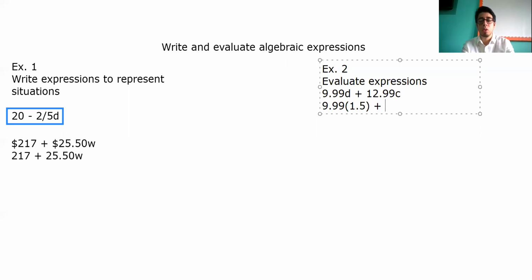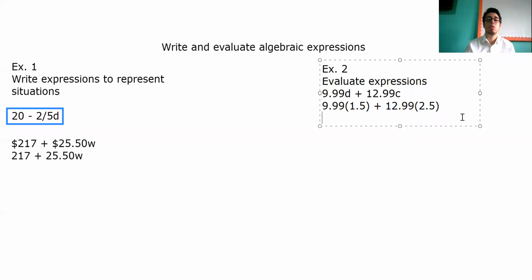plus 12.99 multiplied by C. C is the number of pounds for the cashews. 2½ is going to be 2.5. I changed to decimals because you can see that in the other one you have decimals, so it's easier to work with the same format. Then we are only going to multiply in here, and at the end we add to obtain the result. Remember that we solve the multiplication first.